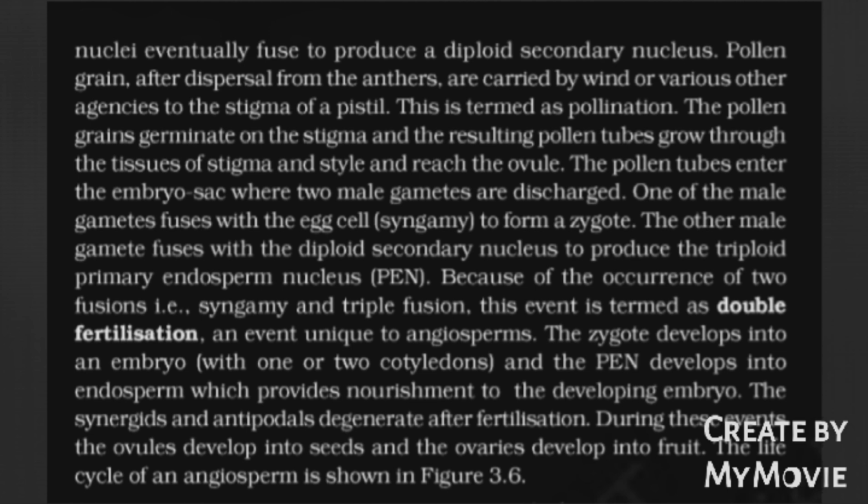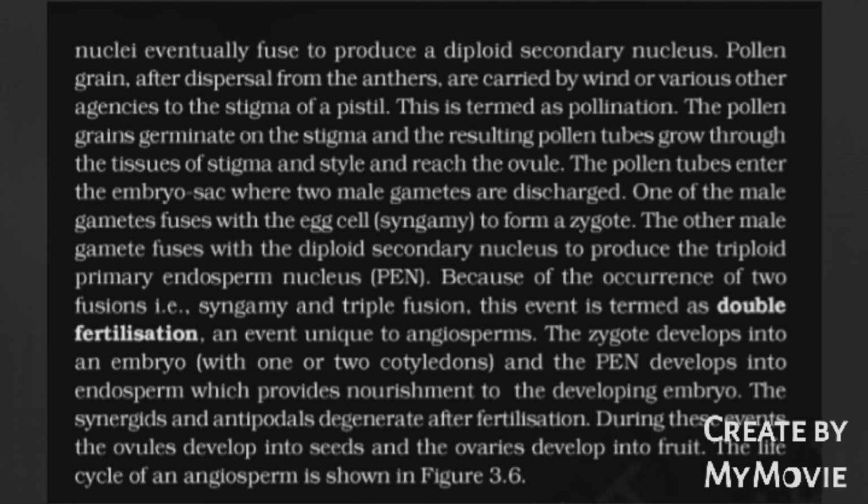One of the male gametes fuses with the egg cell, syngamy, to form a zygote. The other male gamete fuses with the diploid secondary nucleus to produce the triploid primary endosperm nucleus, that is PEN. Because of the occurrence of 2 fusions, that is syngamy and triple fusion, this event is termed double fertilization, an event unique to angiosperms.